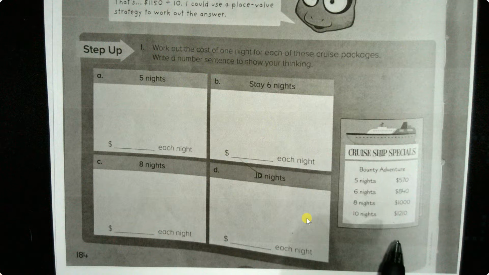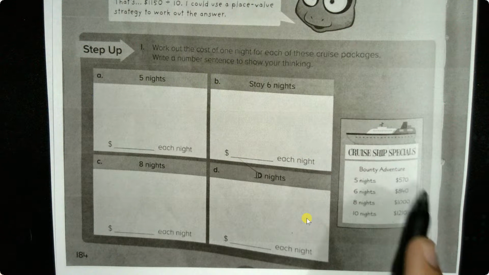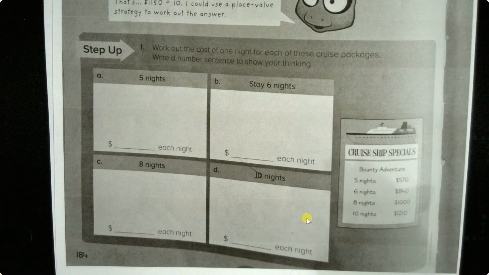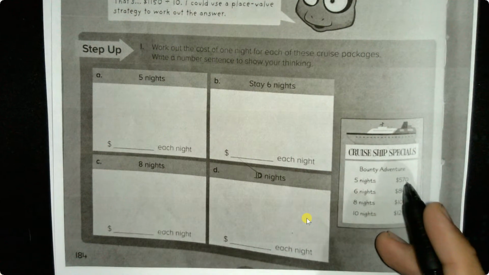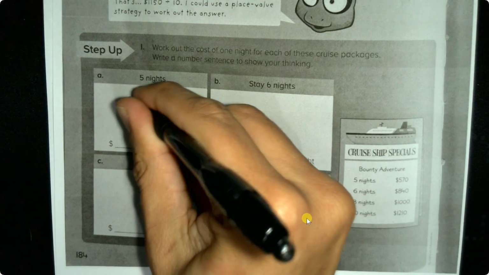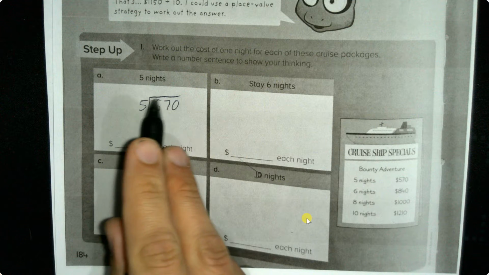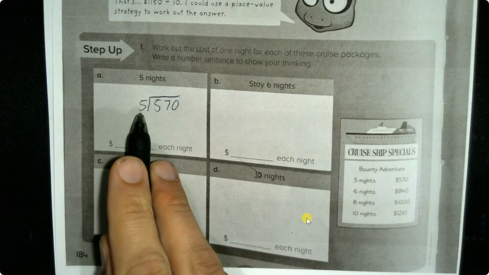So we obviously have to do a slightly different sum for each. It's not just divide by 5 or 6 or 8 or 10. We have to make sure we pick the right number. So, 570 for 5 nights it says there, and we're dividing by 5. So we'll put 570 in the division sign here, and then we've got to divide by 5.